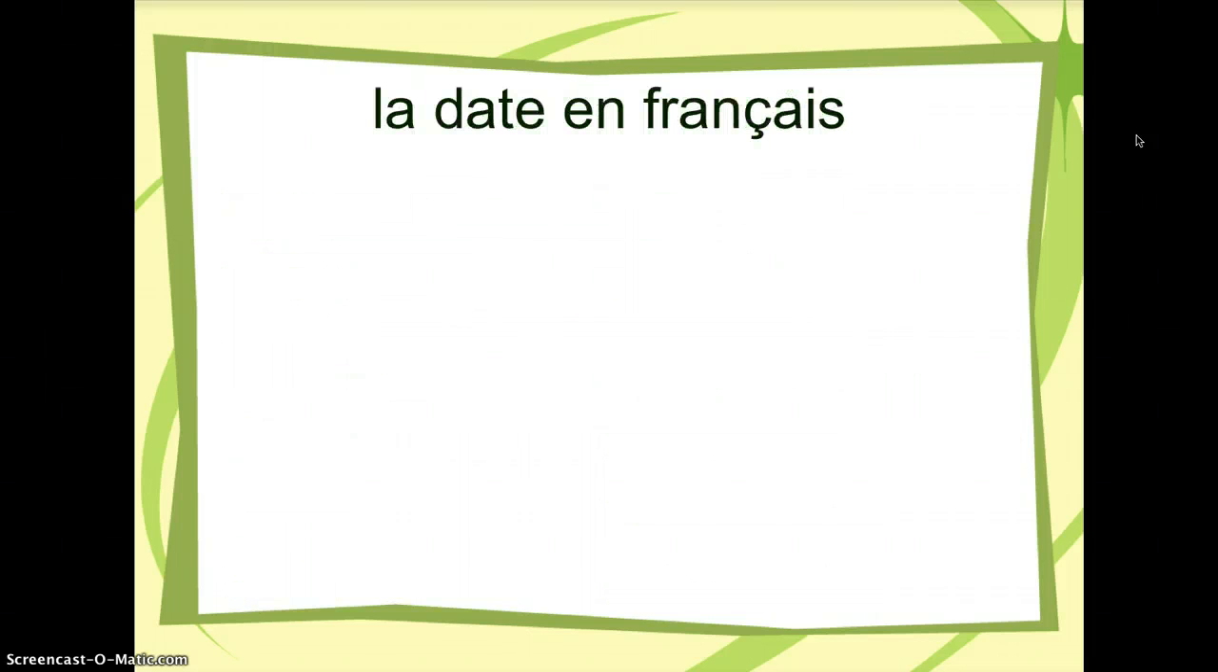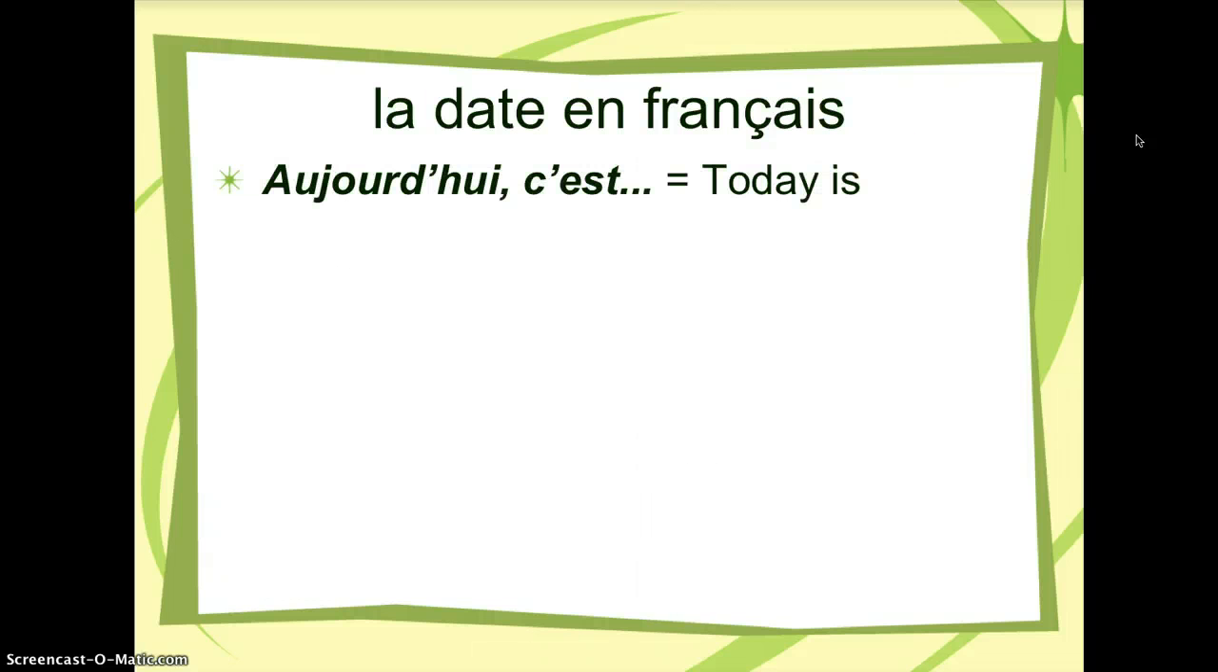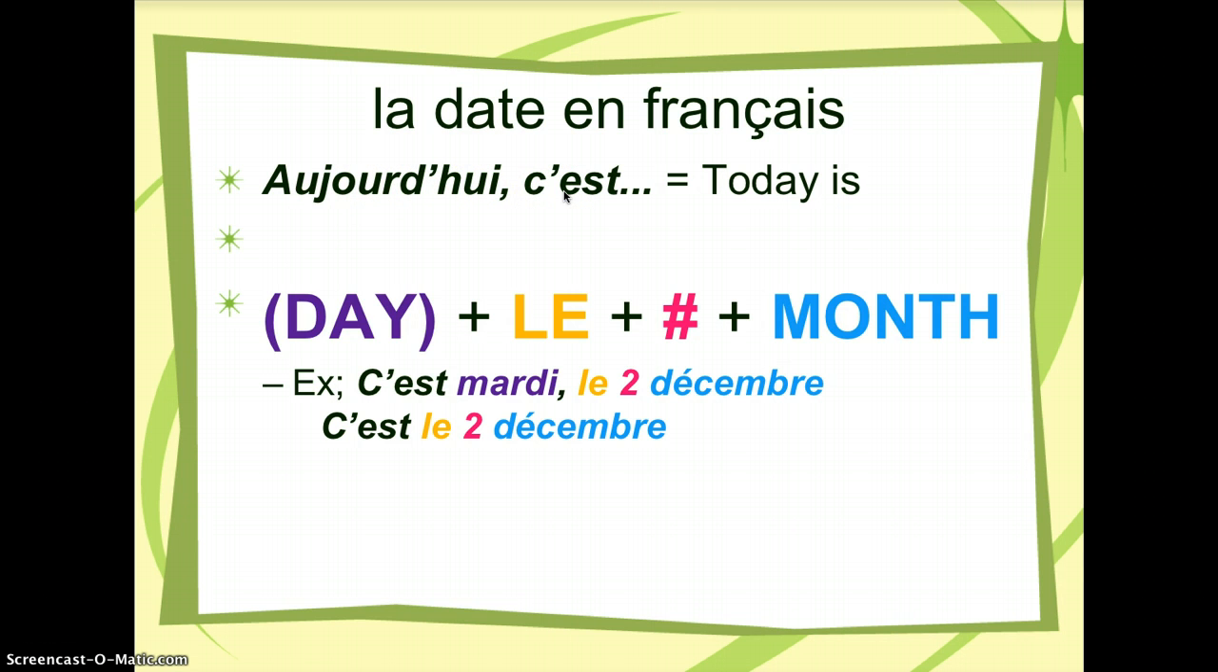All right, here's the big deal. How do we write the date out in French? Here we go. La date en français. Aujourd'hui. Remember, this is the big way to say today. Aujourd'hui, c'est. Today is. All right, so we always start with the day of the week. If it's there, then we add le for the number, and then the month. So, for an example, aujourd'hui c'est mardi le 2 décembre.